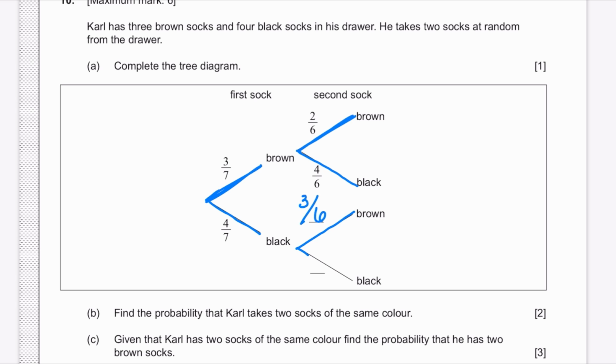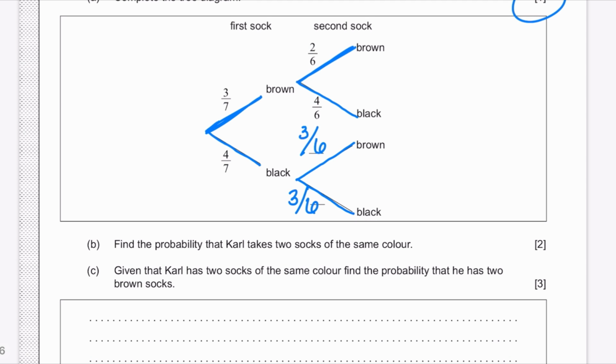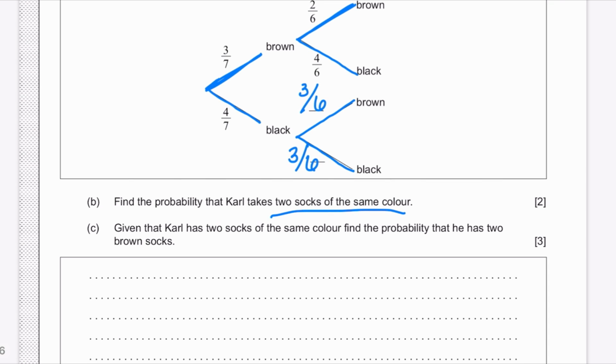And the probability that he chooses another black sock is still going to be 3/6, because it's 1 less black sock out of the total now of 6 socks. So that's going to give you 1 mark for both of those answers being correct. Find the probability Carl takes 2 socks of the same color. Let's think about how that can happen.